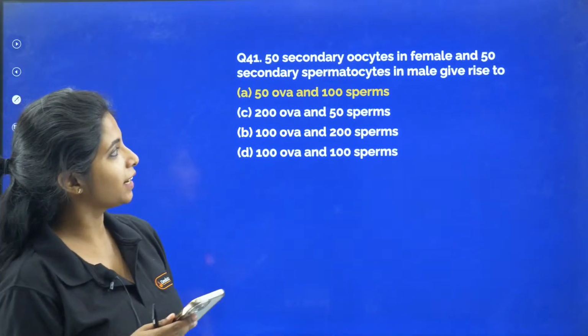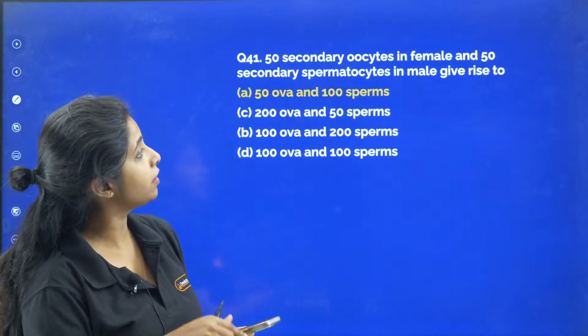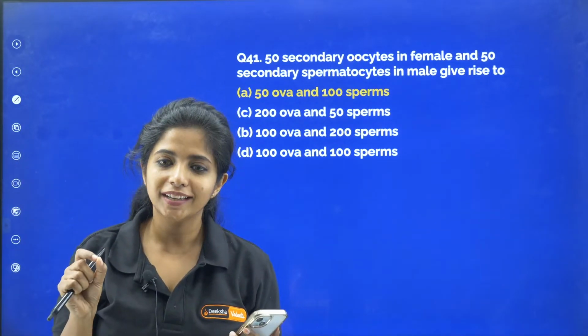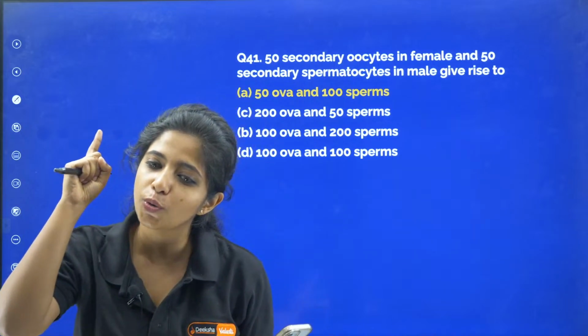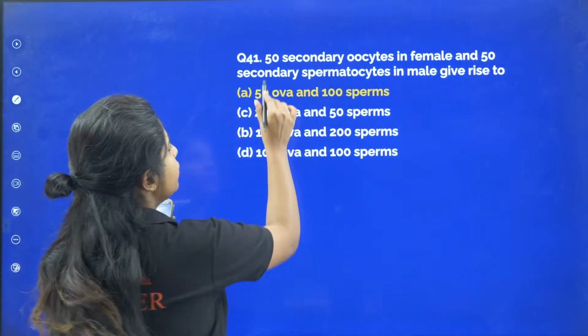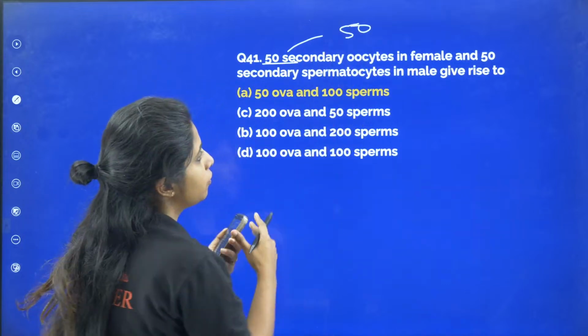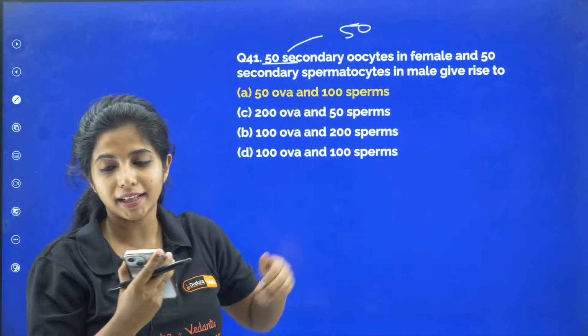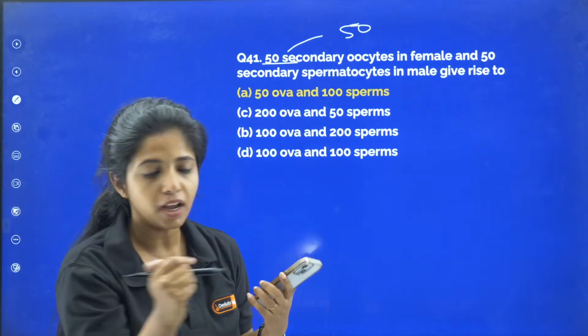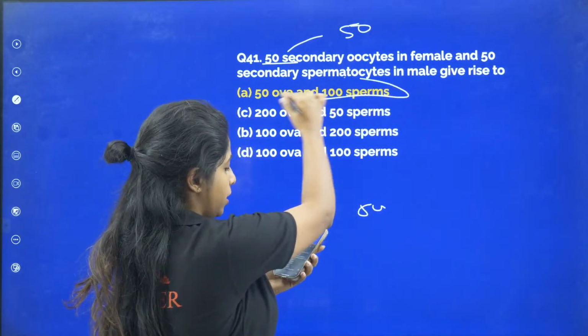Now, 50 secondary oocytes in female and 50 secondary spermatocytes in males give rise to what? 1 secondary oocyte can give rise to only 1 ovum because it is an unequal division. Remember that? So if this is 50, this will also be 50. But in the case of spermatocyte, this is not like that. 1 spermatocyte can give rise to 2 spermatids, right? So 50 into 2 is basically 100, so 100 sperms.